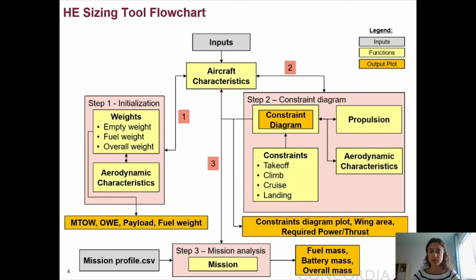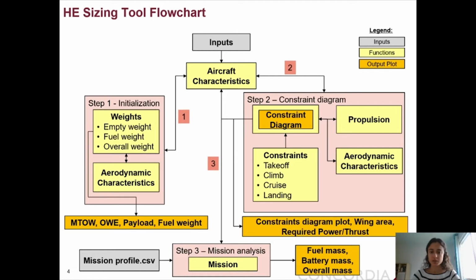Here, we can see the flowchart of the hybrid electric sizing tool. The three major steps undertaken by the tool are initialization, constraint diagram, and mission analysis. They'll be covered more in details throughout the presentation.